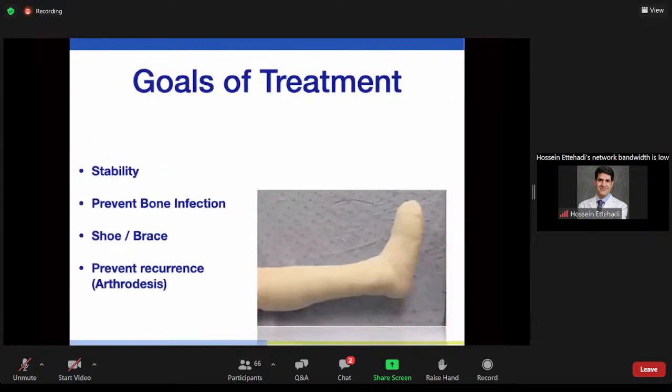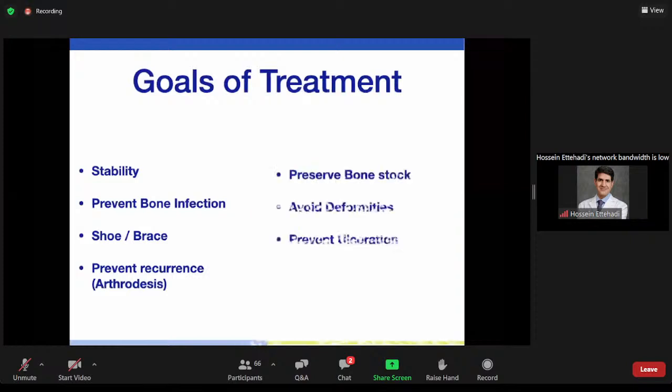So what are the goals of treatment for the charcot neuropathy patient? Well, the classic goals are to preserve stability, prevent bone infection, to make the foot shoeable, and prevent recurrence. And this is why mainly all charcot treatment involves osteotomies or arthrodesis, because we cannot rely on joint correction.